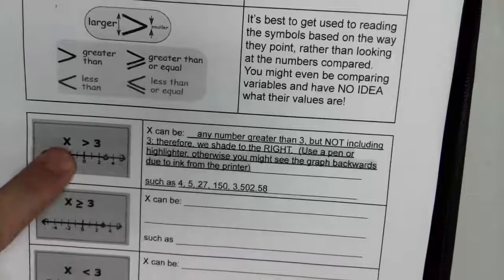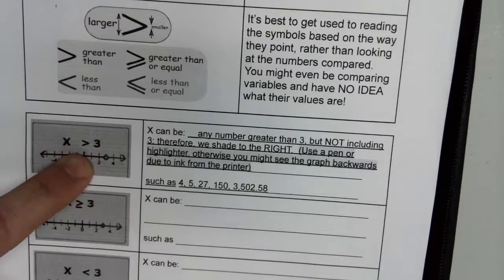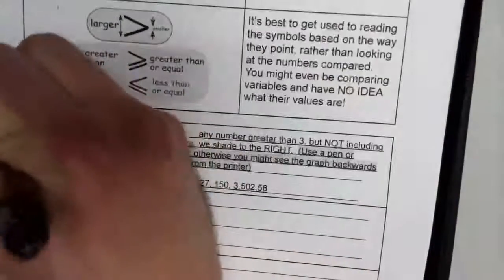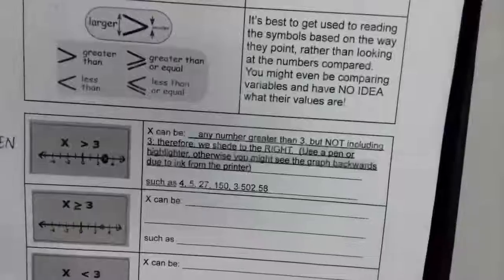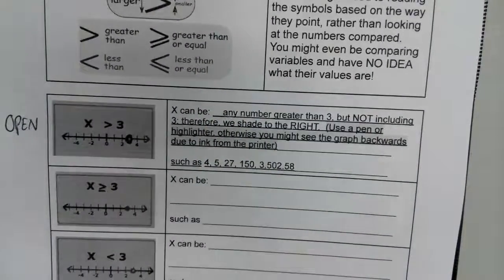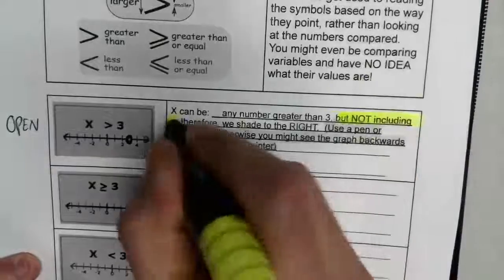So, if you read this, how do you read this? X is greater than 3. Does not mean x can be 3. So we left an open circle here, okay? Whenever you see an open circle, that means it does not include the value, okay? Does not include 3.